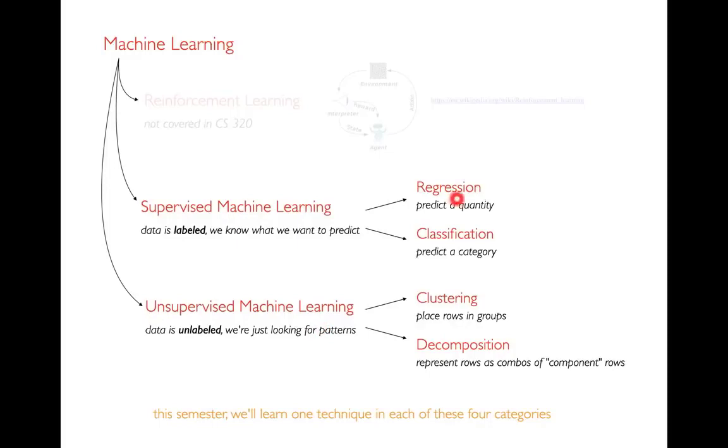We've been learning about regression, which is where we want to predict a quantity. And so we're going to be learning about the other most common kind of supervised machine learning, which is, well, how do we predict a category? And that's called classification.